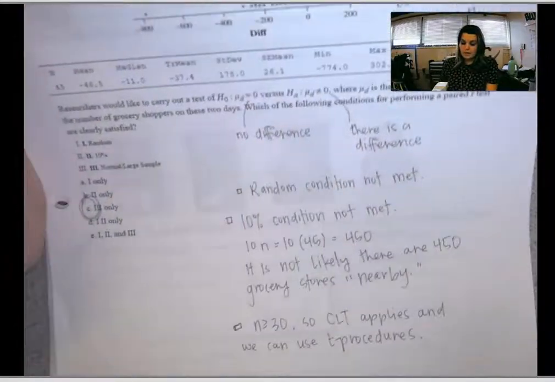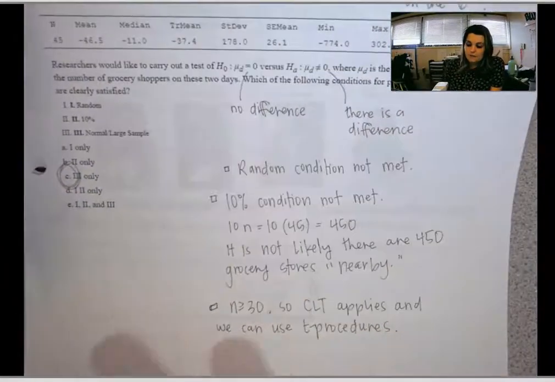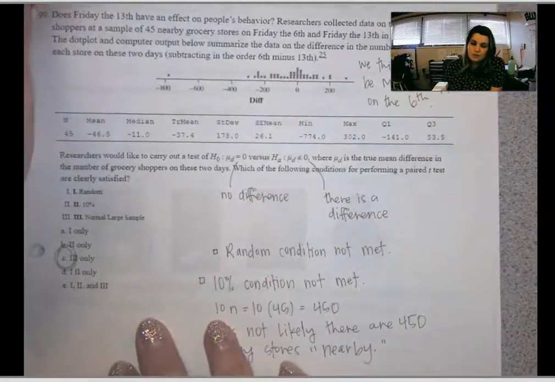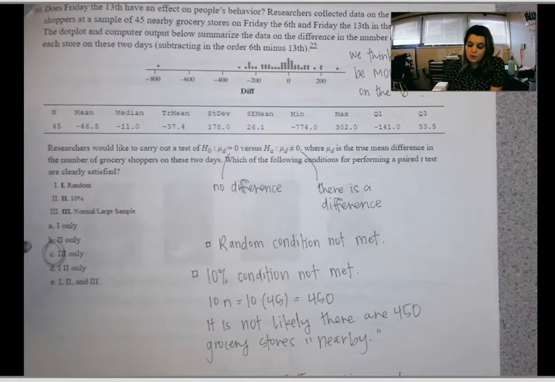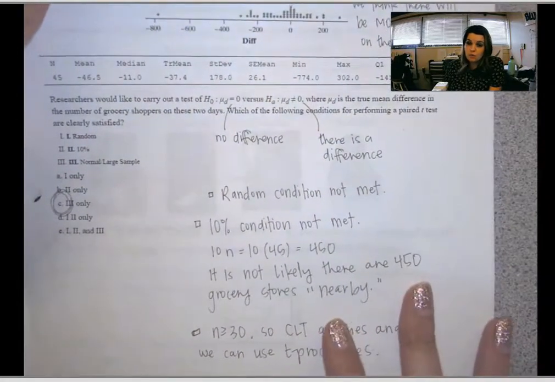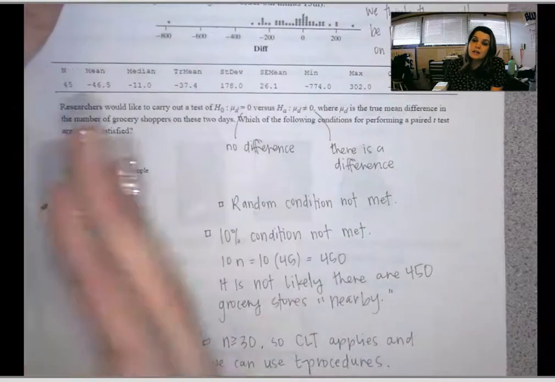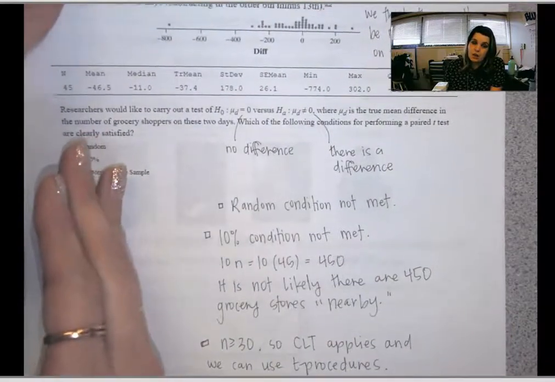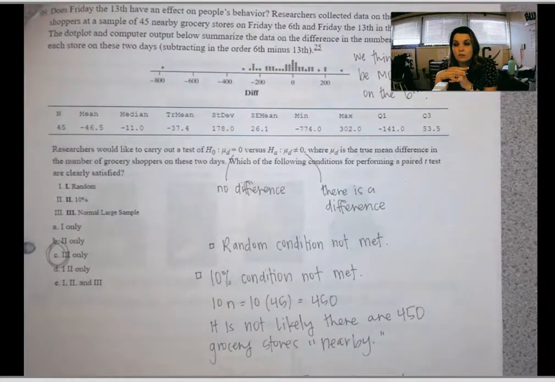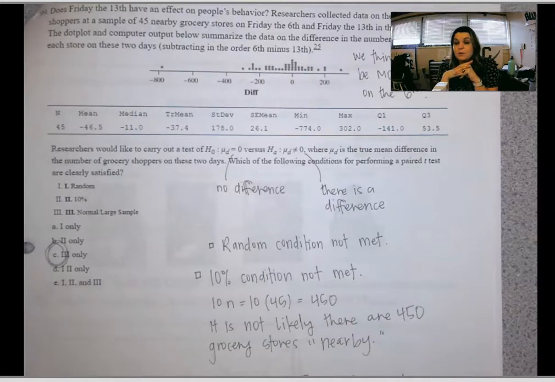Then on the last one, I find the easiest way to answer these multiple choice questions is just to go through and do the problem as if it were a free response and then compare what I have to my answer options. So this problem is about whether Friday the 13th has an effect on people's behavior.